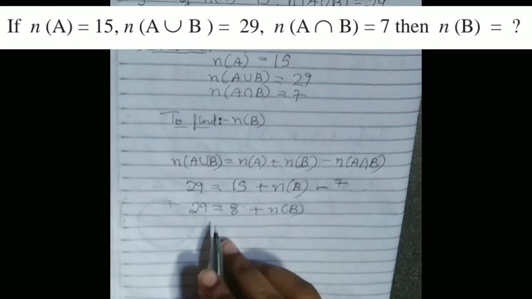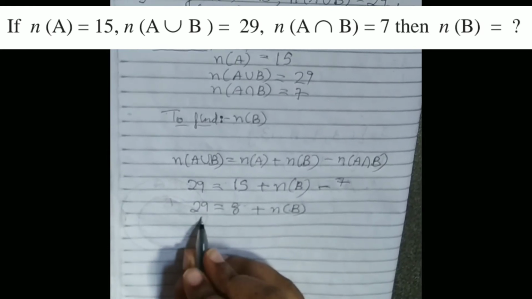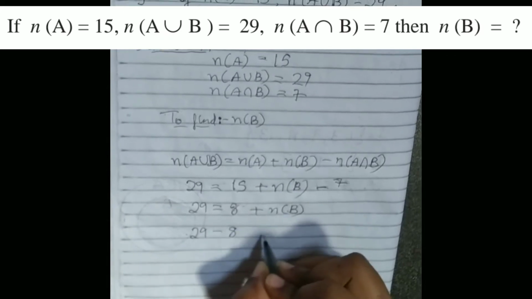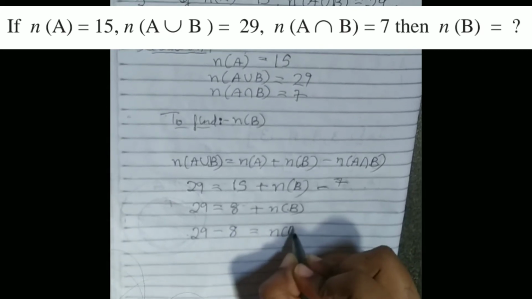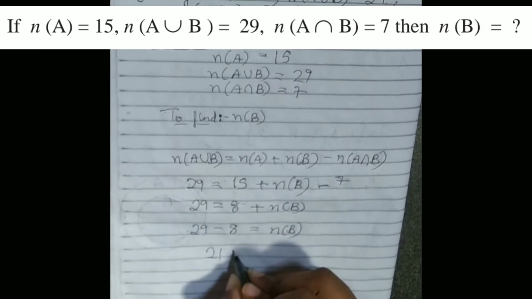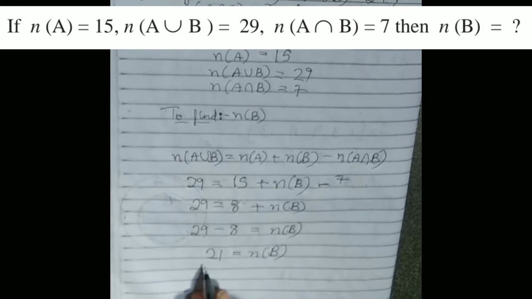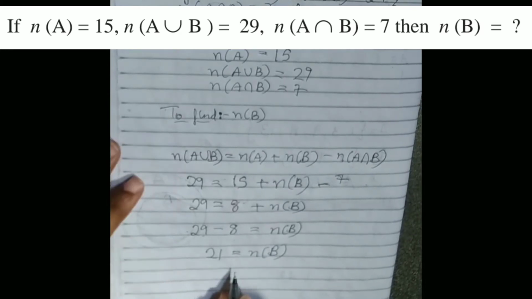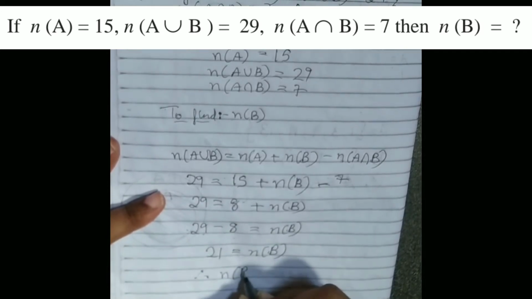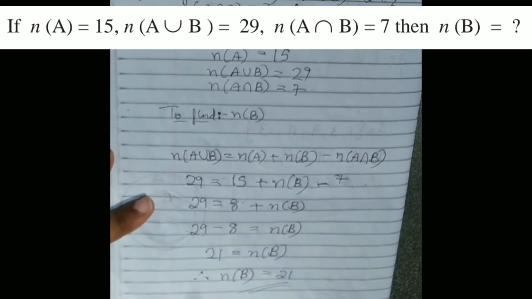Okay, now this 8 we are bringing to this side of the equal to, which means the sign will change. Okay, minus 8 is equal to, so 21 minus 8 is how much? 21 is equal to, so the number of elements in B is equal to how much? 21. So we will write it as the final answer: therefore, it is equal to 21. Yes, it was a very easy problem.